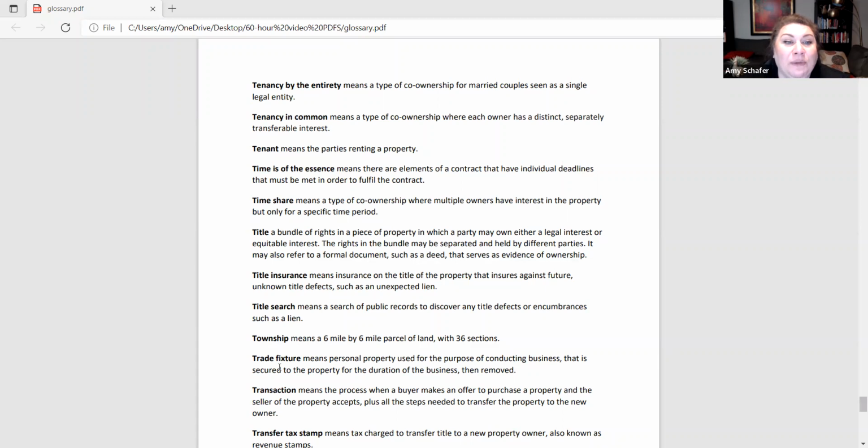A timeshare, you might have that come up. That's co-ownership where multiple owners have interest in the same property, but it's only for a specific time, like 1 week.